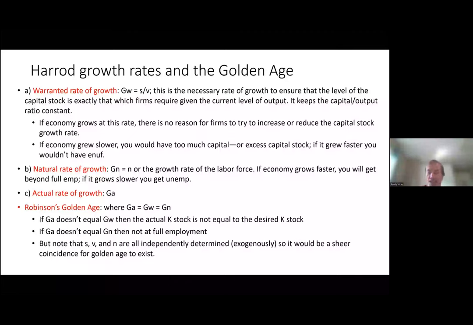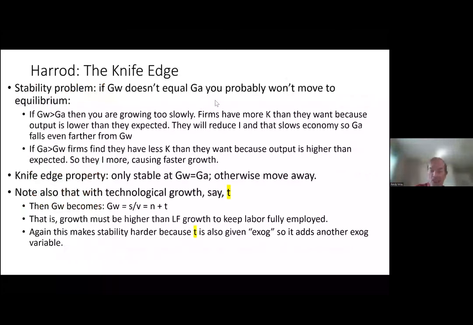But S, V, and N are all independently determined. So there's no reason to believe that we're going to get the golden age. It's a sheer coincidence. Okay, that's bad enough that it requires a sheer coincidence. But it's worse than that, because if you're not there, you won't go there. There's nothing that stabilizes you. It's a knife edge, okay?